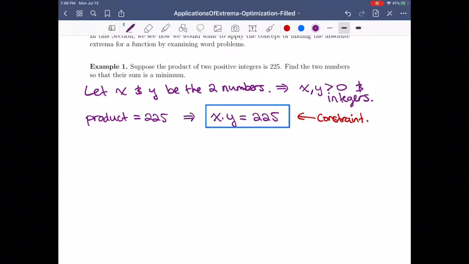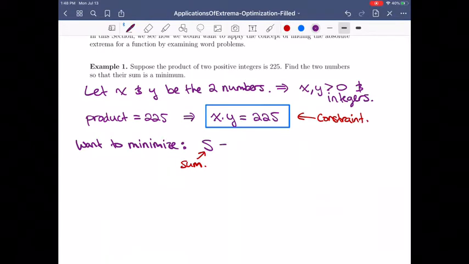So what we actually want to do is minimize the sum. Okay, so I'm going to call that S. This S represents the sum, and S is going to be x plus y, right? Because that's how you do a sum.